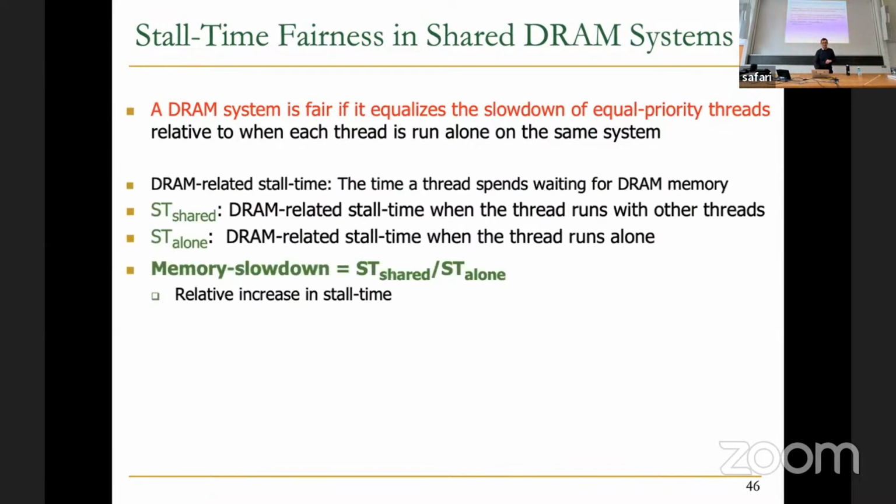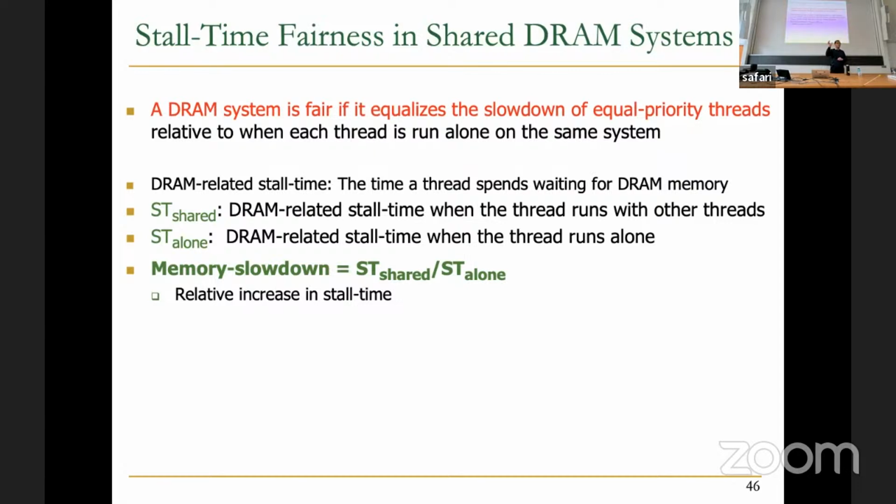So basically, this is the definition. We're going to define DRAM-related stall time as the time a thread spends waiting for DRAM memory, which is reasonable. It cannot make progress because it's waiting for an outstanding request. We're going to define a metric called stall time shared, which is the DRAM-related stall time of the thread when the thread runs together with other threads. This is easy to collect and understand, right?